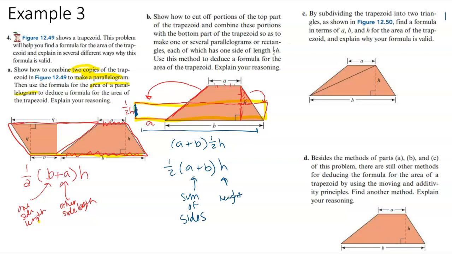Now they're subdividing the trapezoid into two triangles. They want us to find a formula in terms of A, B, and H for the area of the trapezoid. If we look at this, I'm going to call this A triangle and this B triangle. I just want to make sure you can really see A and B. Now let's find the area of A. We know it's going to be 1/2 base times height. What's the base? The base is A.